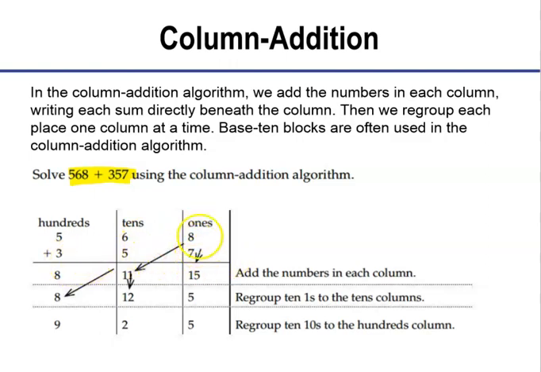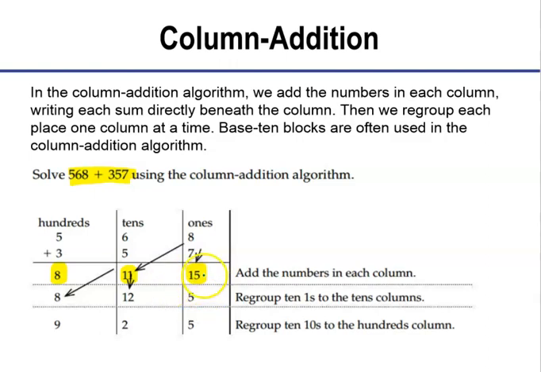You add the ones, you get 15. Okay, you add the tens, and you get 11. And you add the hundreds, and you get 8. But then we need to regroup. So the 15, right, is 5 ones.